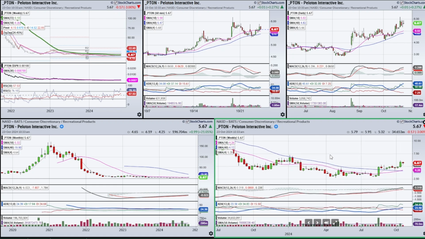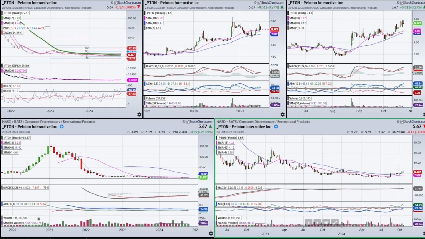Starting to see some signs of life in Peloton. It obviously has gone through a really rough period. It is a low ADX pattern that's trying to emerge, but here's my opinion. I would look for this to move up and then play the first pullback. I don't think I'd play this right off this low.